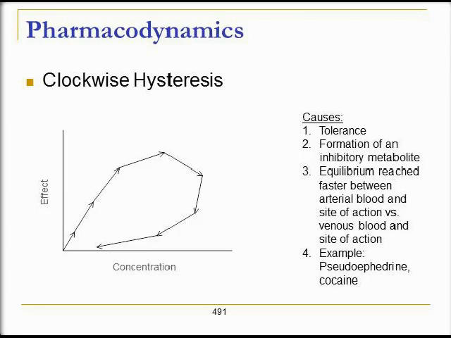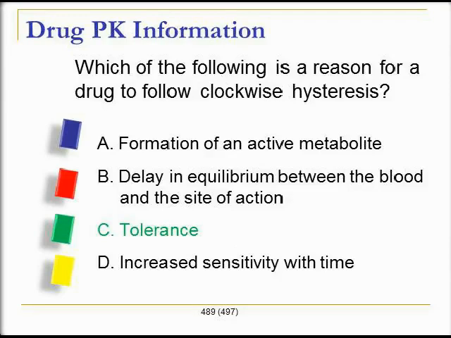Other causes are formation of an inhibitory metabolite, or equilibrium being reached very fast between arterial blood and the site of action versus venous blood, where we usually take concentrations. Some examples are pseudoephedrine and cocaine. So the answer to this particular question is C, tolerance.